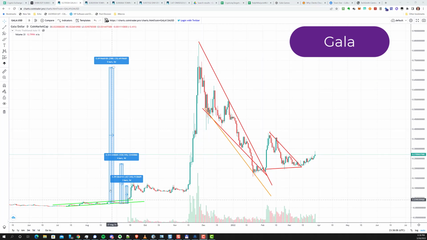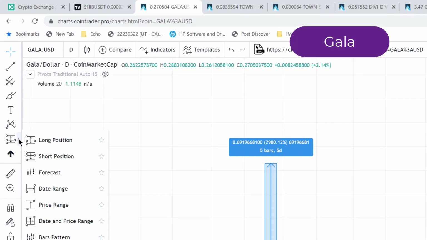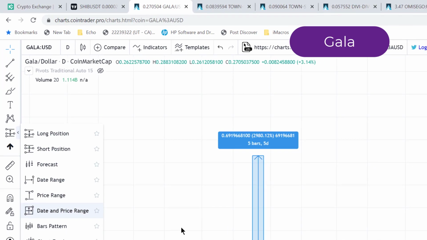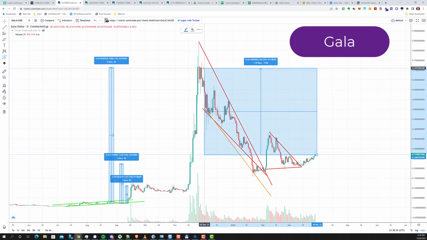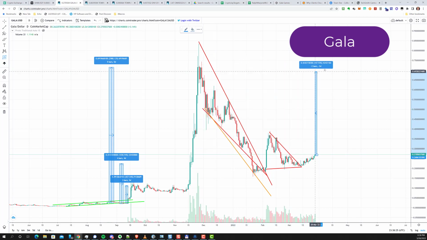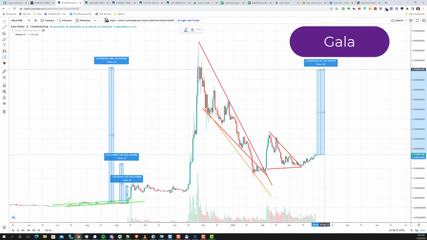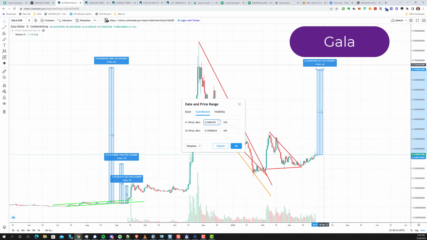So it's interesting to look back over here. This is a tool if you don't know this tool. Over here, you can click this thing and then click date and price range. So what you can do is put it right here. You can say, what if we go back to the price where we were before? You can either draw it kind of backwards like this, or you can just draw it there and line it up. So if it goes back to the price it was before, that is a 161% gain.